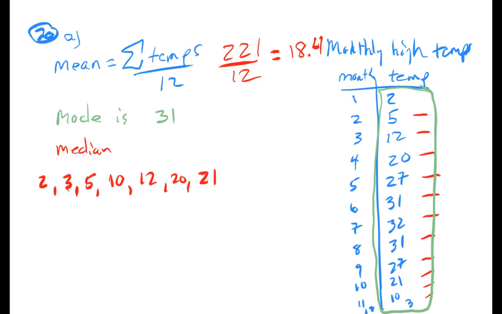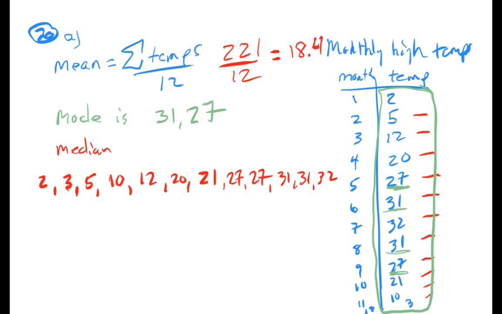Oh, are there two 27s? Yes. Okay, so we have another mode, sorry. There's two modes, okay? I didn't see that right away, but we fixed it. And 21, then there's two 27s, there's two 31s, and then we have a 32. 2, 4, 6, 8, 10. I have my 12 data values.